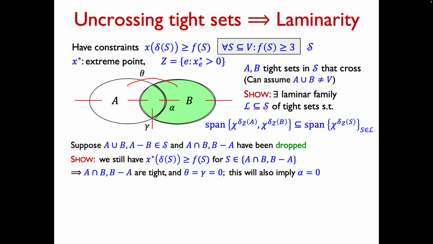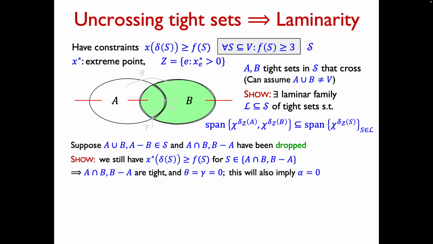And similarly, if B minus A is satisfied, since A minus B is also satisfied, I know that A minus B and B minus A are also tight. So that means that actually all of these 4 sets, A union B, A intersect B, A minus B, B minus A, they're all tight. And there are going to be no edges of that type, theta and gamma. We will actually also show that this implies that there are no edges going between A intersect B and B minus A. All right, so the picture looks a lot cleaner. We just have these kinds of edges.